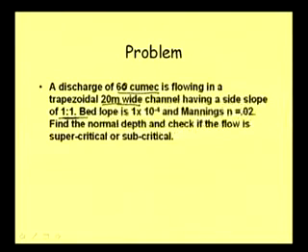And bed slope is 1 in 10 to the power minus 4. Okay. And Manning's n is equal to 0.02. Manning's n is given as 0.02. Now, a simple question: find the normal depth, that is the depth of uniform flow, and check if the flow is supercritical or subcritical.